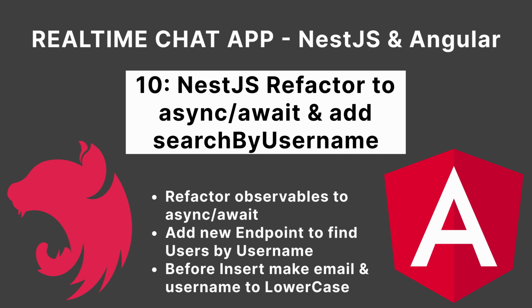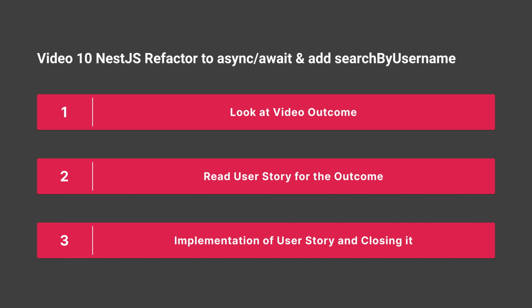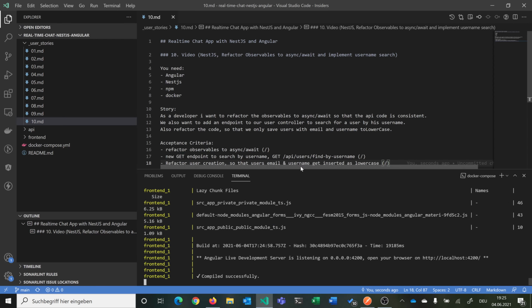And we also refactor our before insert and before update for our user entity, where we now make sure that the email and username are always changed to lowercase before insert or update, so that it's easier to find. And here we do have our structure. As always, we look at the video outcome, then we read the user story for this, and then we implement the story and close it. So let's have a quick look at what the outcome is.